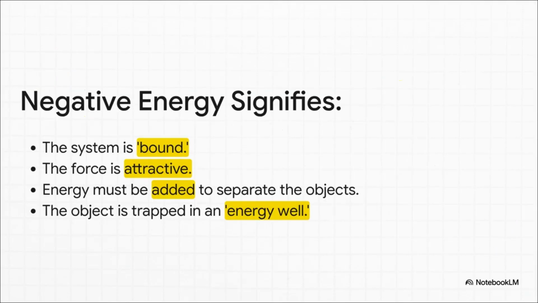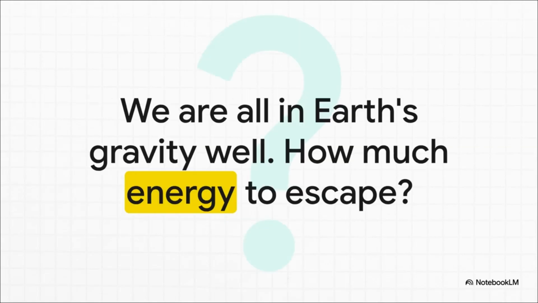So that little negative sign is just packed with meaning. It's telling us the system is bound, that the objects are gravitationally stuck together, like the Earth and the Sun. It confirms the force is attractive, and maybe most importantly, it tells us that you have to do work, you have to add energy to the system if you ever want to pull those objects apart and escape that deep energy well. Which really leaves us with a final thought, doesn't it?